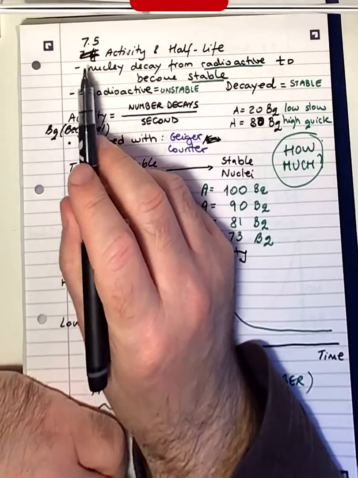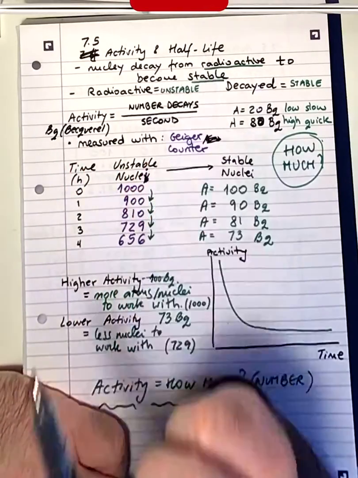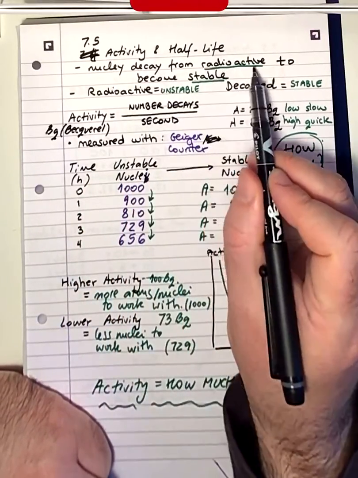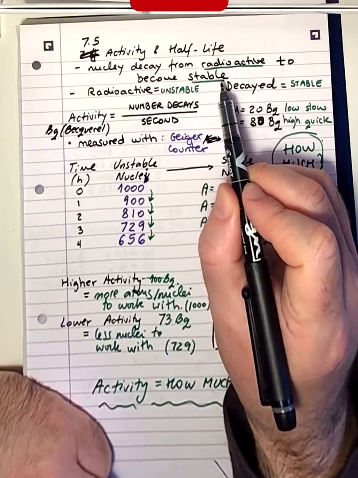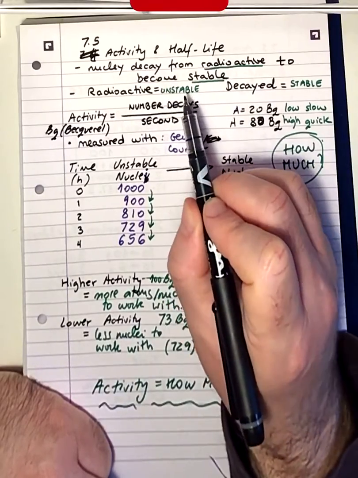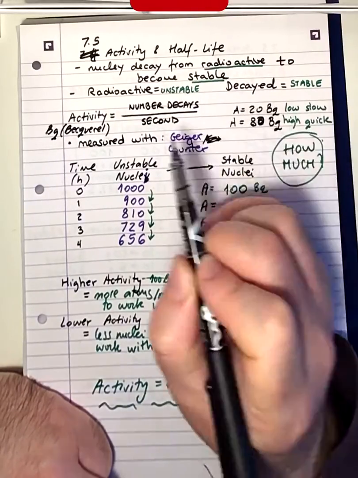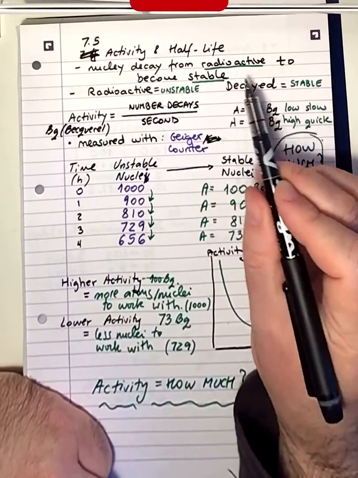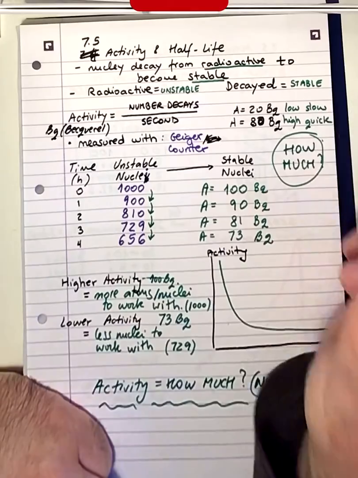So we're looking at 7.5 activity and half-life. Nuclei decay from being radioactive to become stable. That means they go from being unstable to being stable. So from radioactive, where they are unstable, to decayed, when they will be stable.